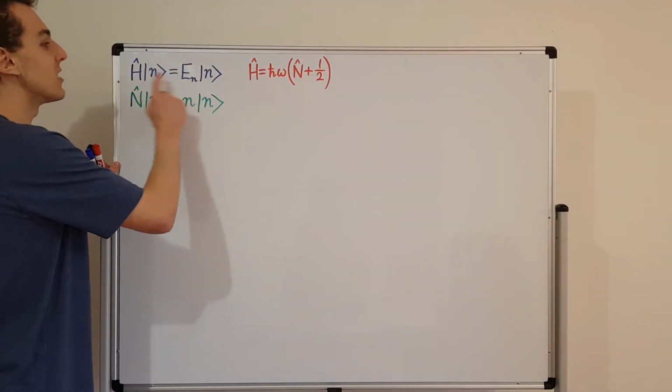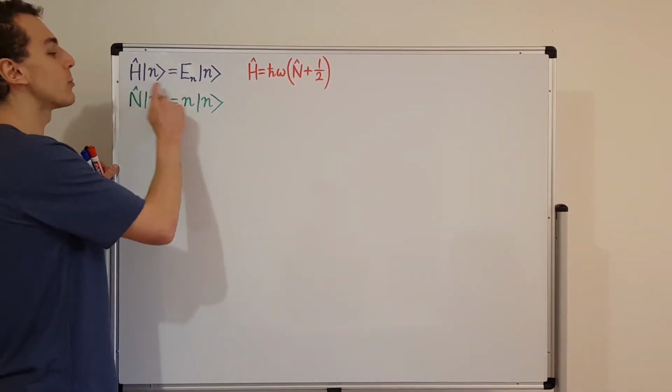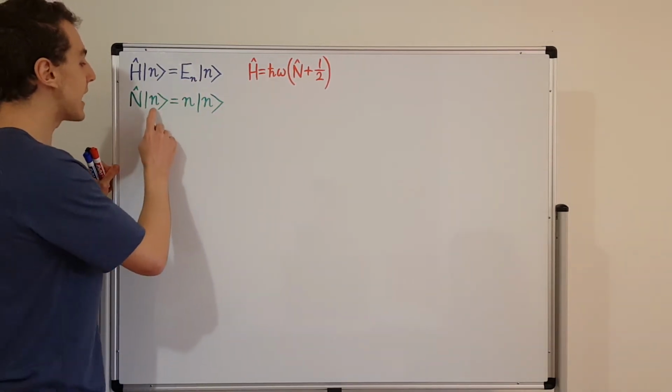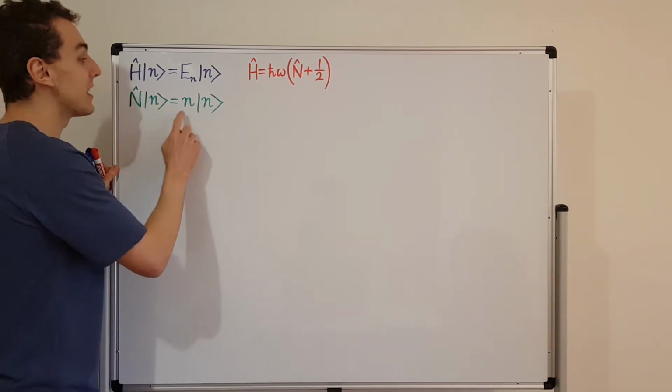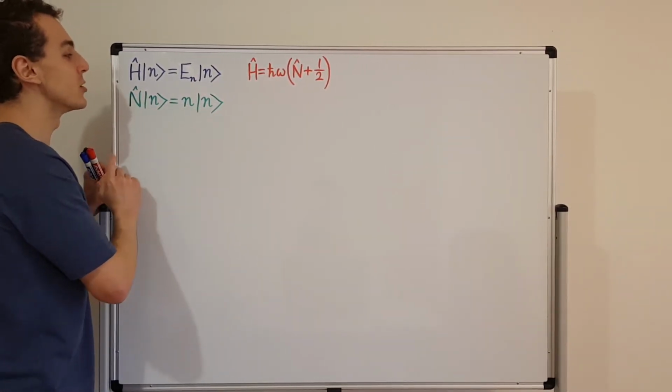You can think of these as eigenvectors. And I'm using Dirac notation over here. These are all represented by kets. So we have a ket, a ket, and a ket, and a ket. And the kets have labels inside them, and these labels are actually the eigenvalues of the number operator. So that's the labeling system that I'm using.